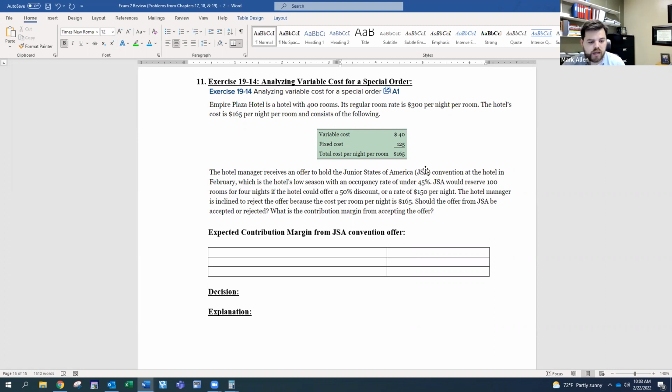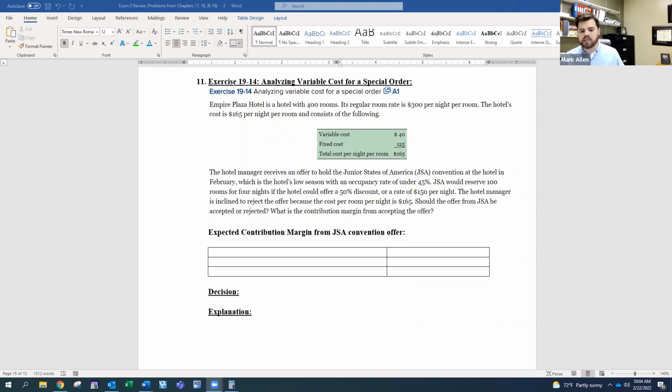Should the offer from JSA be accepted or rejected, what is the contribution margin from accepting the offer? So here's the thing. You will come across situations like this in real life when you get out of college very frequently if you're running anything, if you're accepting clients. And so what you end up with is a situation where we're not that busy right now. We've got empty rooms. Are we better off taking this even though it appears at first glance our total cost per night per room of $165 would be greater than what they're willing to pay at $150?